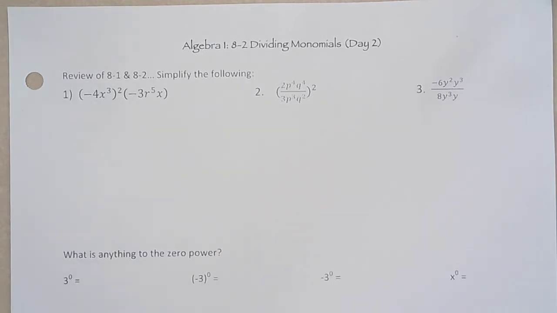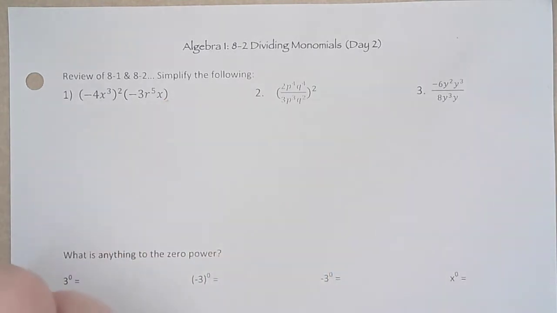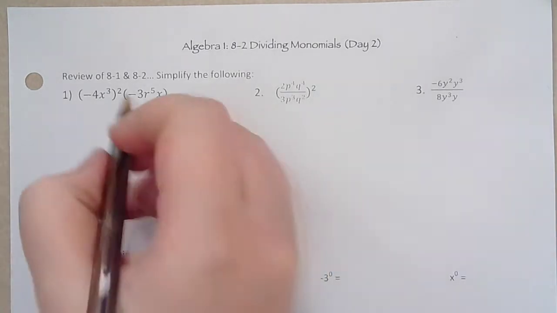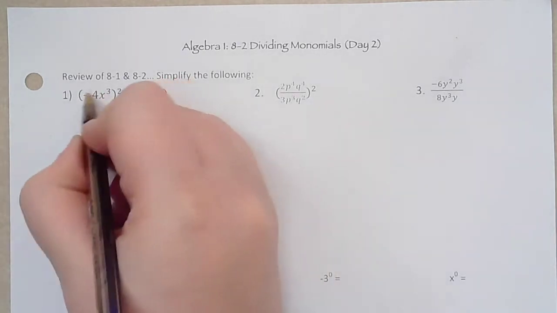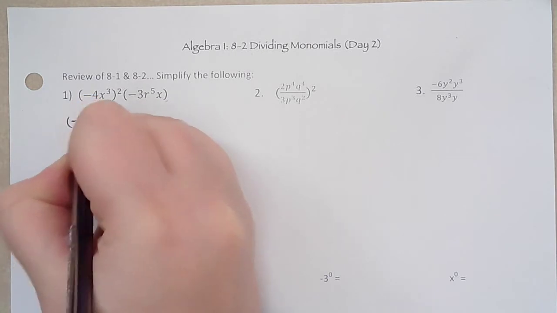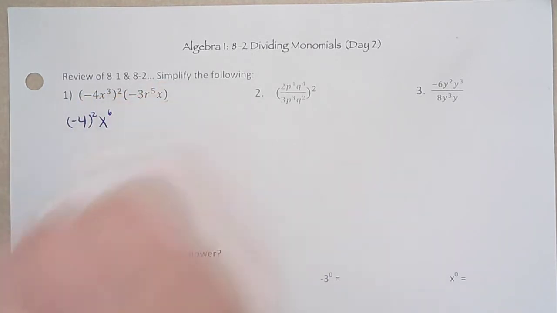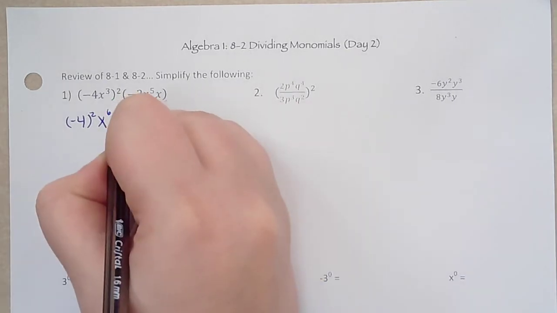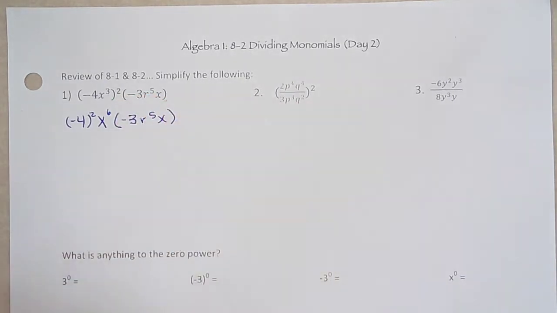So a quick review of 8.1 and 8.2. To simplify things that are multiplied, we're going to add exponents. But first we have to distribute any exponents on the outside of our parentheses into them. So you have negative 4 squared, x to the 6, remember we multiply those exponents, times negative 3 r to the 5 x.